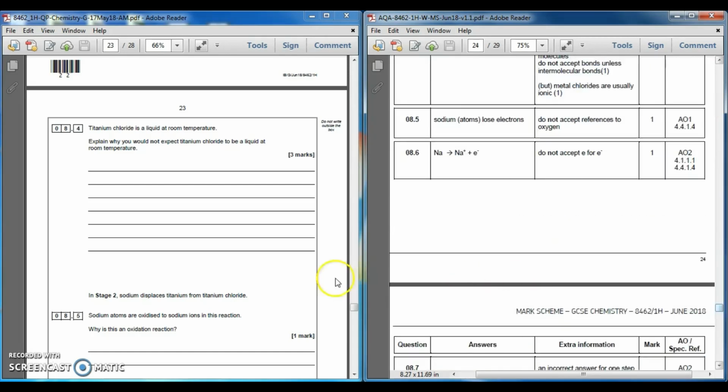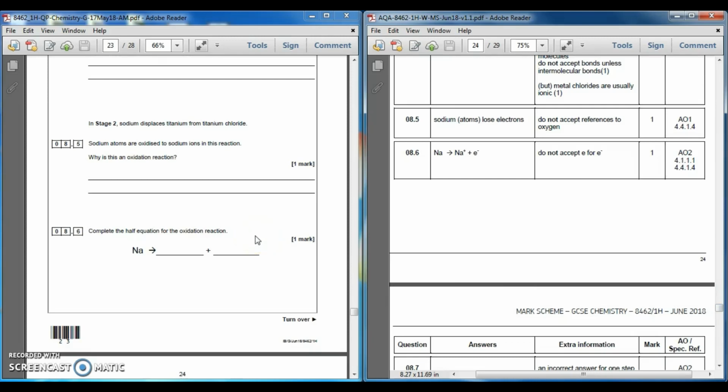For 5.5, you did good on this. It says sodium atoms are oxidised to sodium ions. Why is this an oxidation reaction? Not only did you say that they're losing electrons, because OIL RIG, oxidation is loss of electrons. A lot of people said sodium loses electrons, which is really specific because it's what the examiner wants. You don't say it, you say sodium. Some people just said oxidation, it's adding oxygen, but it says it's a displacement from titanium to titanium chloride. There isn't any oxygen there, so you can't talk about it in terms of oxygen in this case, unfortunately, which makes this one of the higher level questions that I talked about.